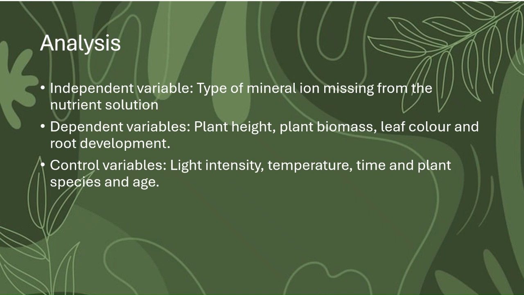We'll look into the analysis side of this practical. So you need to take note of the fact that the independent variable is the type of mineral ion missing from the nutrient solution. The dependent variables are the plant height, plant biomass, leaf color, and root development. And then finally, the control variables in this practical are light intensity, temperature, time, and plant species, and also age.